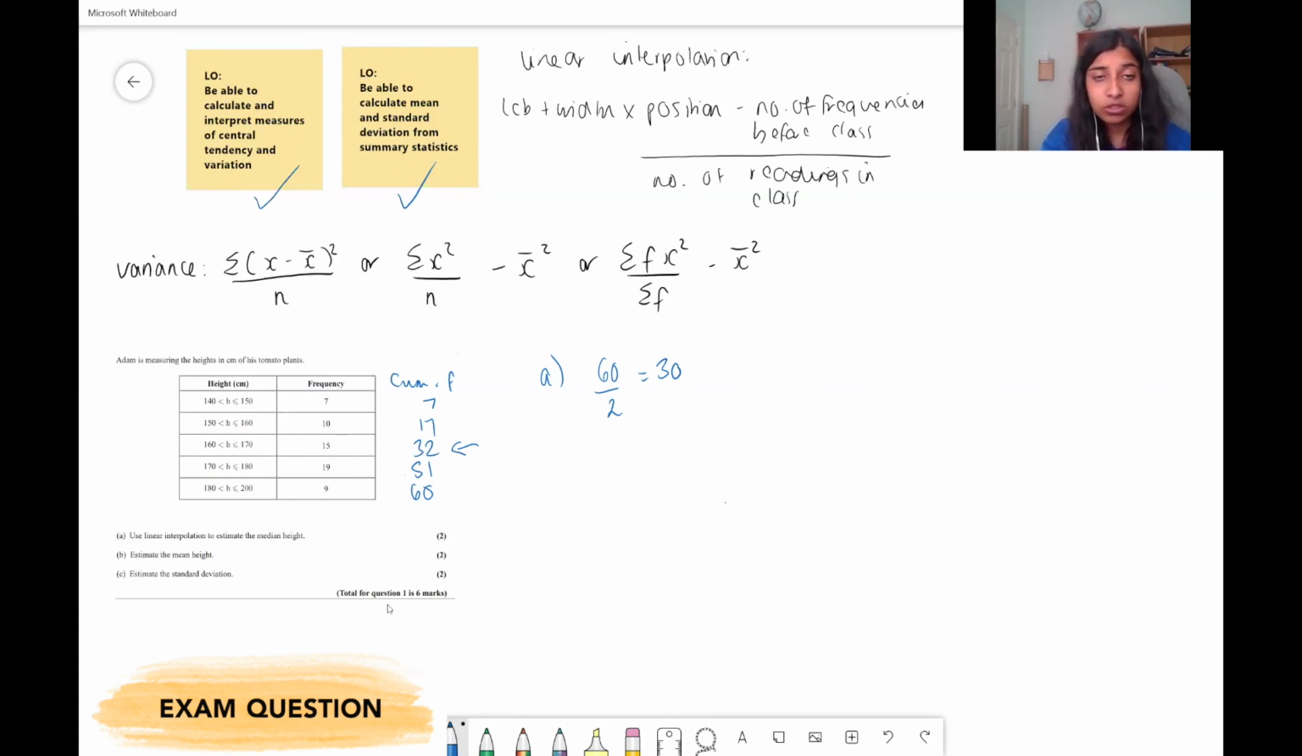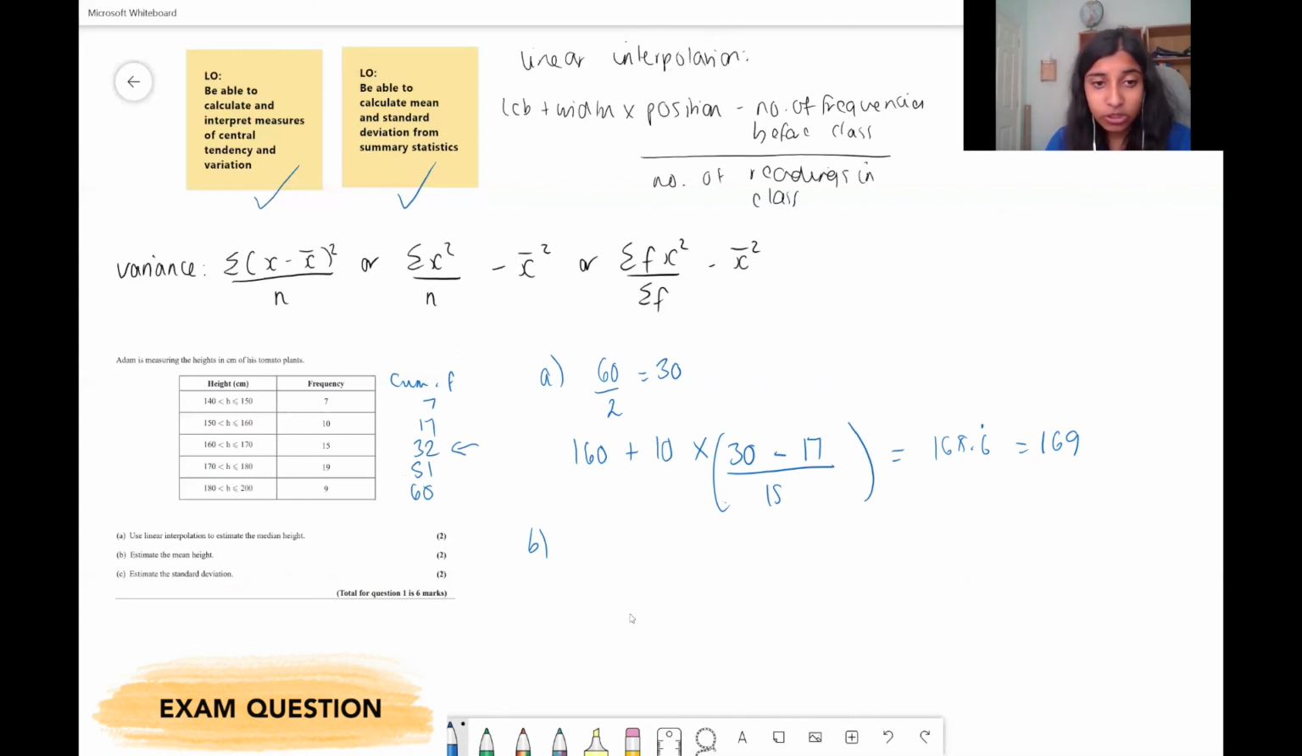So now we just want to work out our lowest class boundary, which is just 160, plus our width of the class, which is plus 10, times the position, which is 30, minus the number of frequencies before the class, which was, we have 17 before, over the number of readings in this class, which is just 15. And if we plug that in our calculator, we should get 168.6 recurring, which is just equal to 169. And that's the estimate of our median.